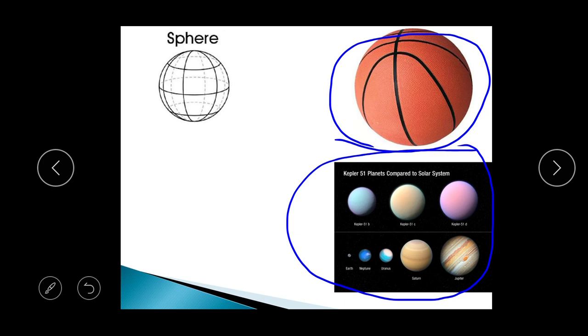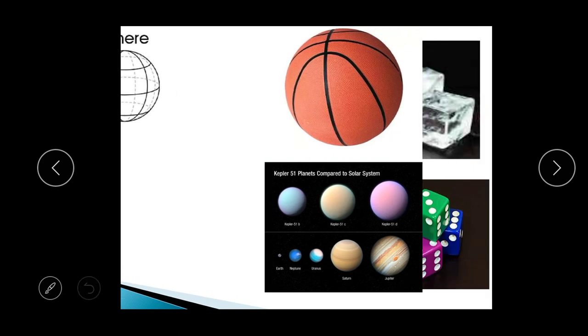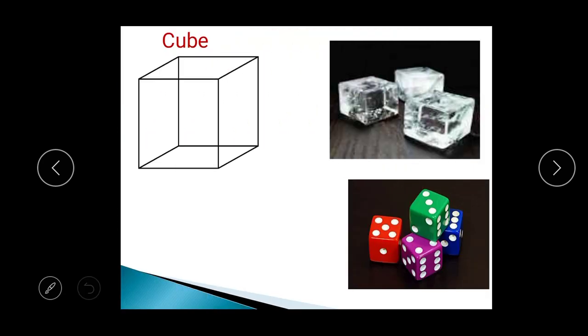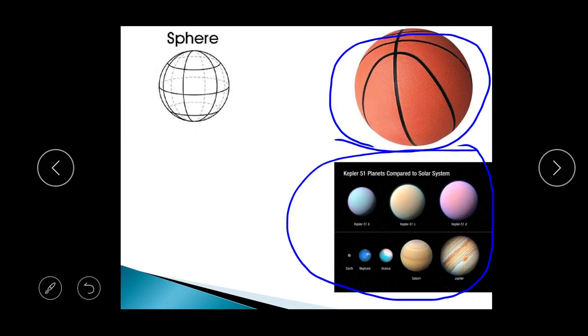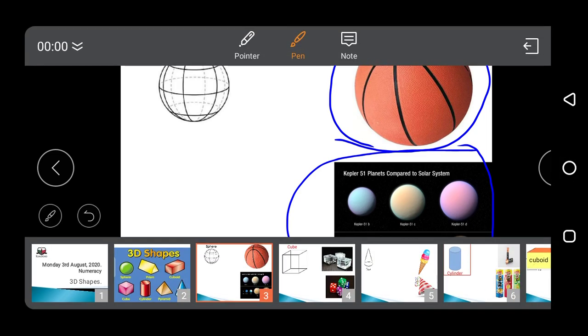So the next example is cube. Did you see cube? Okay, but before we learn about cube, can we spell our sphere? On a quick one, let's learn how to spell sphere.